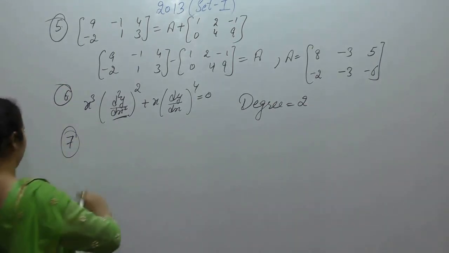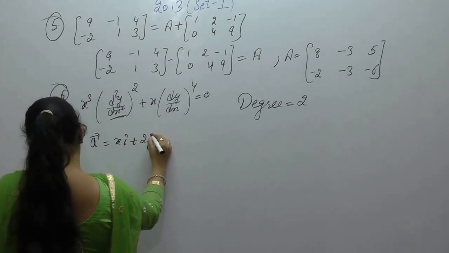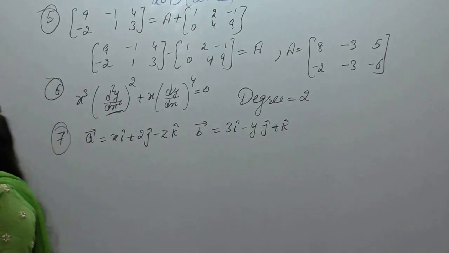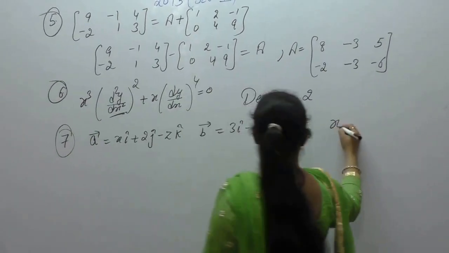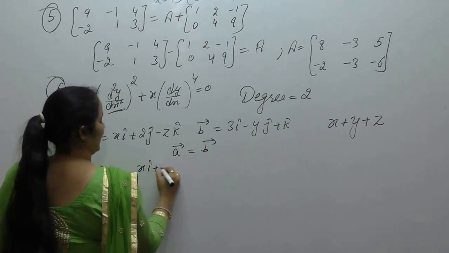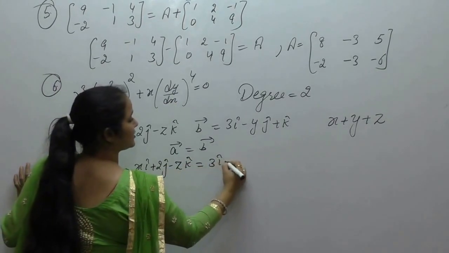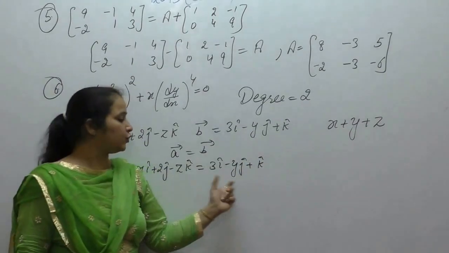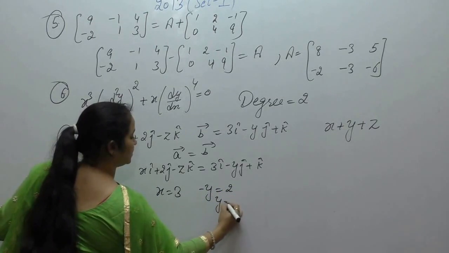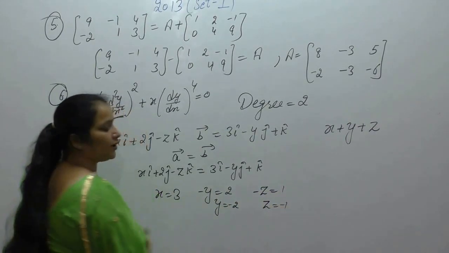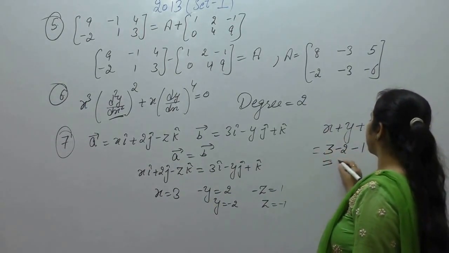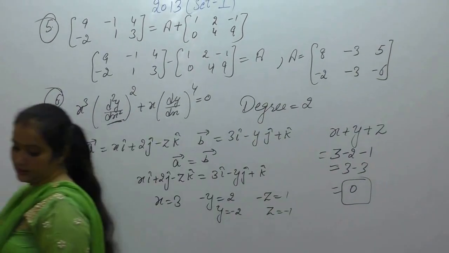Next one. If vector A is equals to xi plus 2j minus zk, and vector B is 3i minus yj plus k, are two equal vectors, then write the value of x plus y plus z. It is given that A vector is equals to B vector. If two vectors are equal, then their corresponding elements are equal. So we get x as 3, minus y is equals to 2, and minus z is equals to 1. So we get the value of z as minus 1. Now x plus y plus z is 3 minus 3, so the value of x plus y plus z is 0.